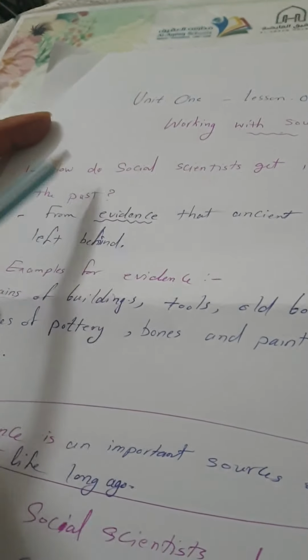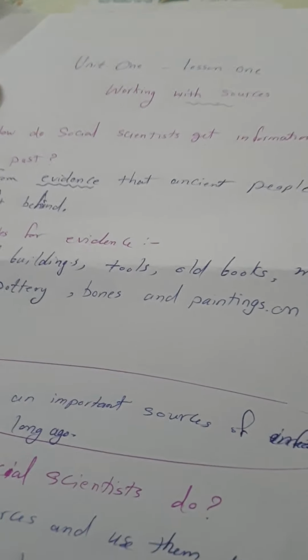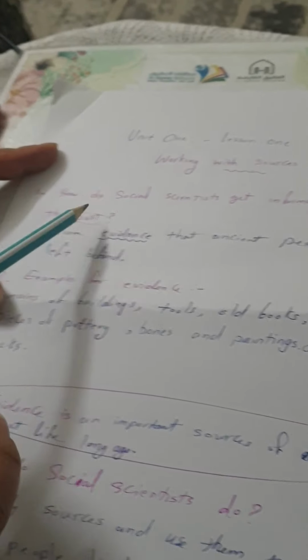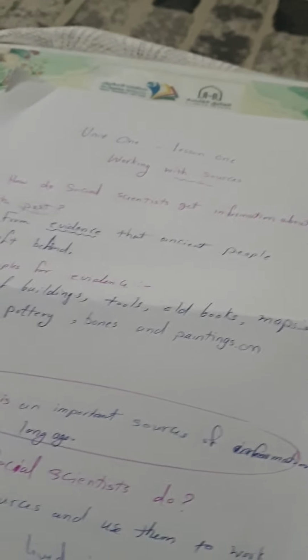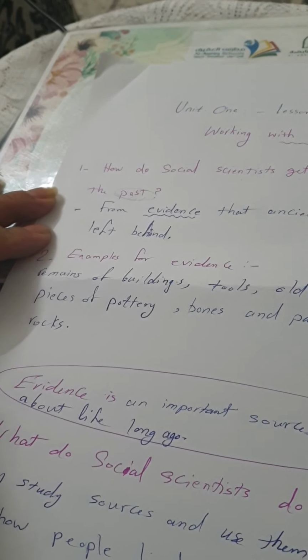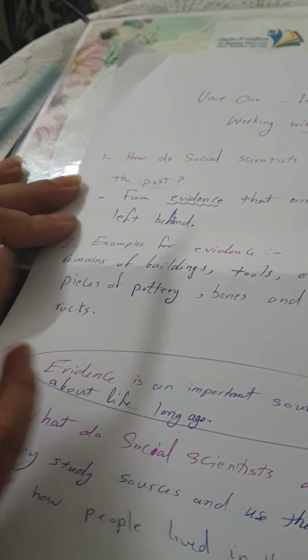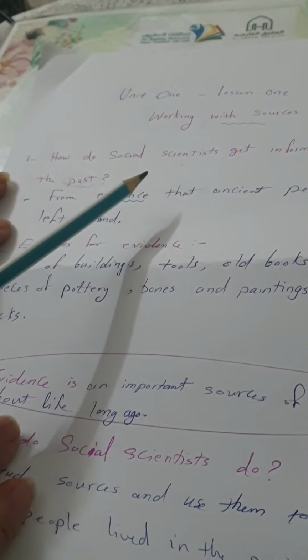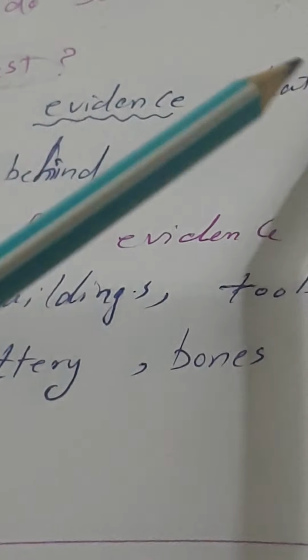Question 1. How do social scientists get information about the past? People who lived in the past, are they still alive? Is any of them still alive to tell us information about the past? Of course not. All of them are dead. So none of them can tell us about the past. So how did the social scientists get information about the past? From evidence. Again, from evidence that ancient people left behind.